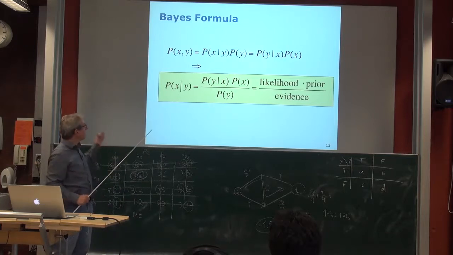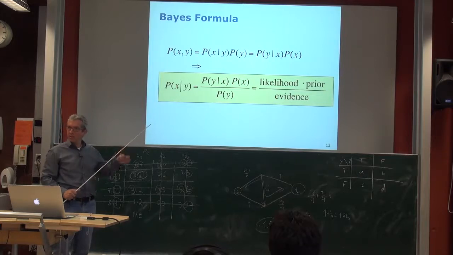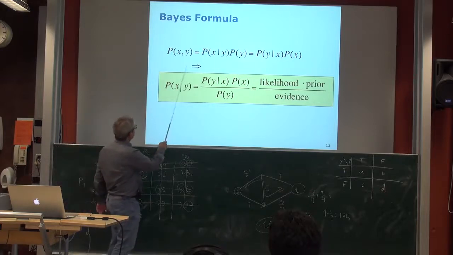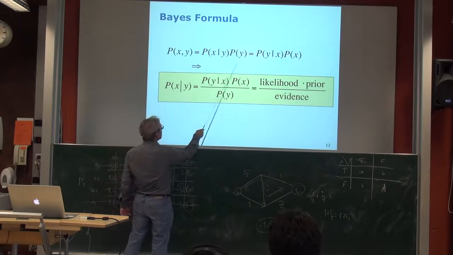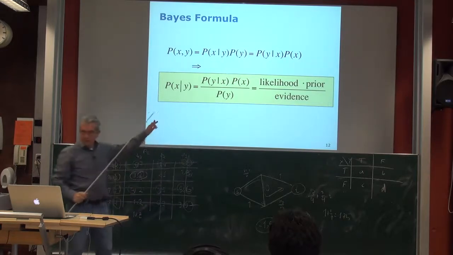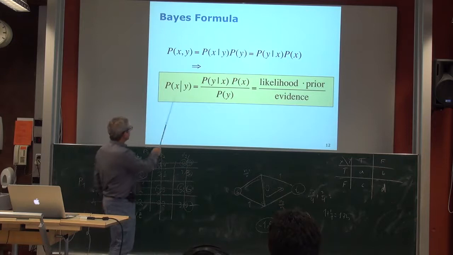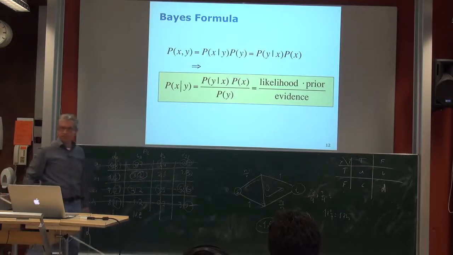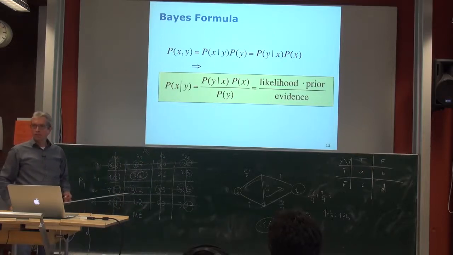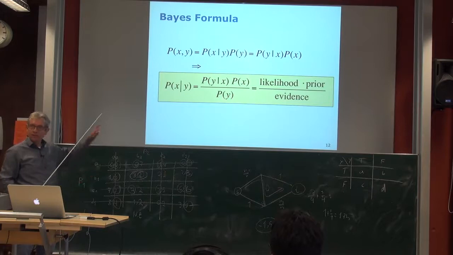And as P of x and y is the very same as P of y and x, we arrive at that equation over here. Once we have this right-hand side, all we need to do is divide it by P of y, under the assumption that P of y is non-zero. Then we arrive at P of x given y is P of y given x times P of x divided by P of y. This does nothing else but follow from the definition of conditional probability.